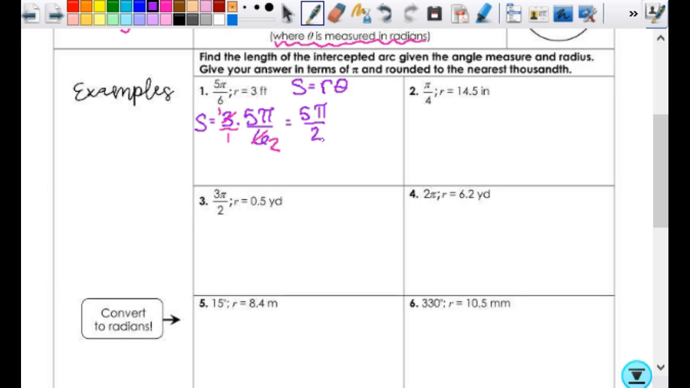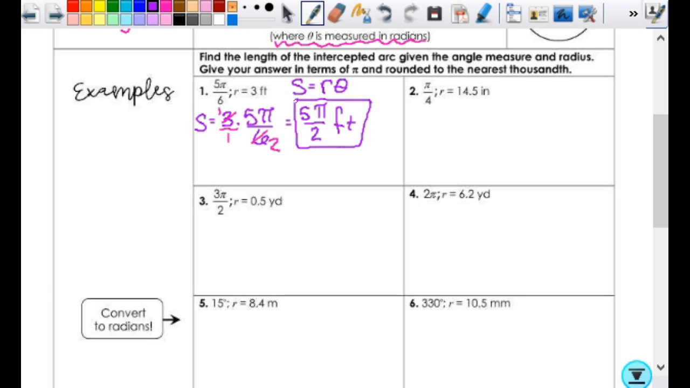And then this is arc length. So what do the units look like on this? It's arc length. Length. I can measure it with a ruler. Feet.